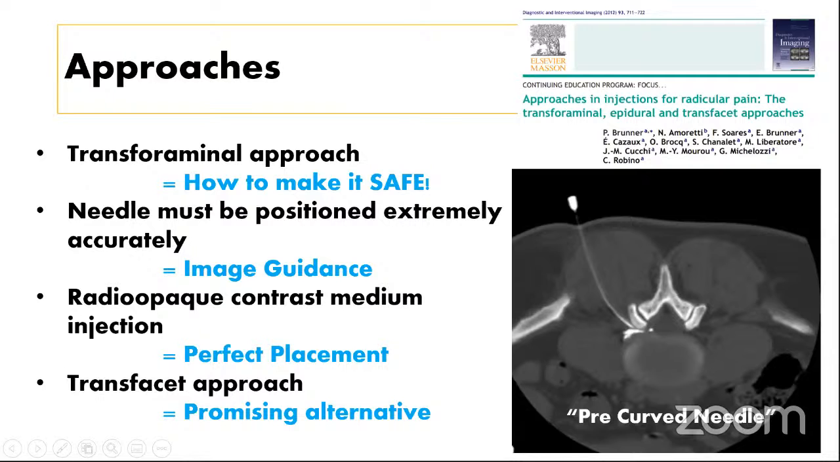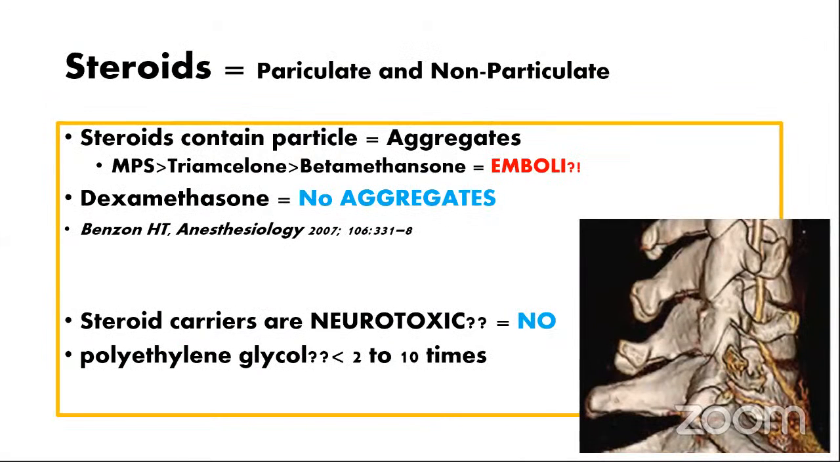Now coming to the use of steroids. Which one to use, the particulate or non-particulates? Now in the past we used to use a lot of methylprednisolone. Then we started using triamcinolone, and now we have moved on to dexamethasone because it does not have aggregates. But if you consider the phenomenon of emboli, then the MPS has more than the triamcinolone and more than betamethasone. So probably dexamethasone is safer than any other agent.